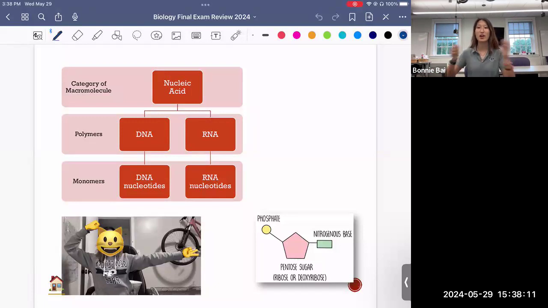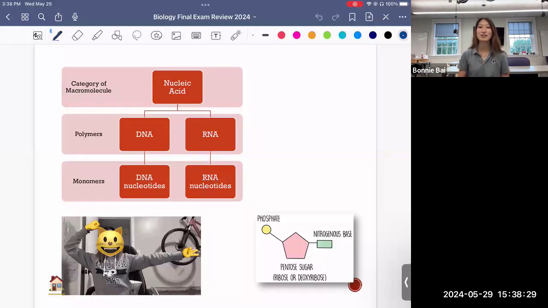DNA is very, very long. If you were to stretch it out, it has a lot of information in it. Similarly, RNA also has a lot of information. It's a macromolecule, it's a big molecule. Both DNA and RNA are made up of nucleotides, but DNA nucleotides are different from RNA nucleotides.